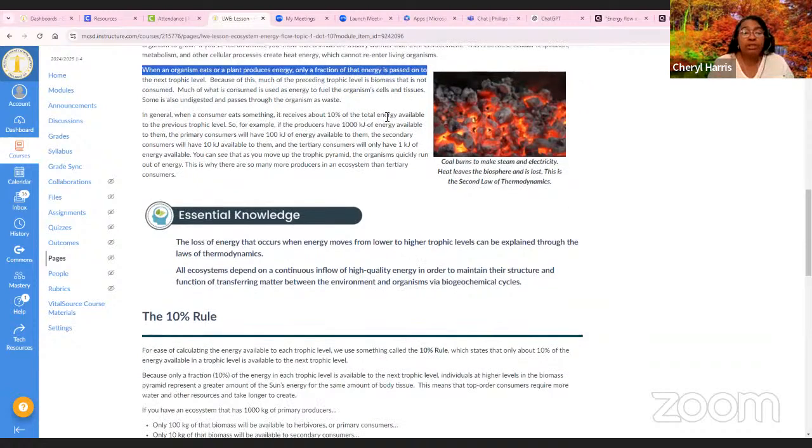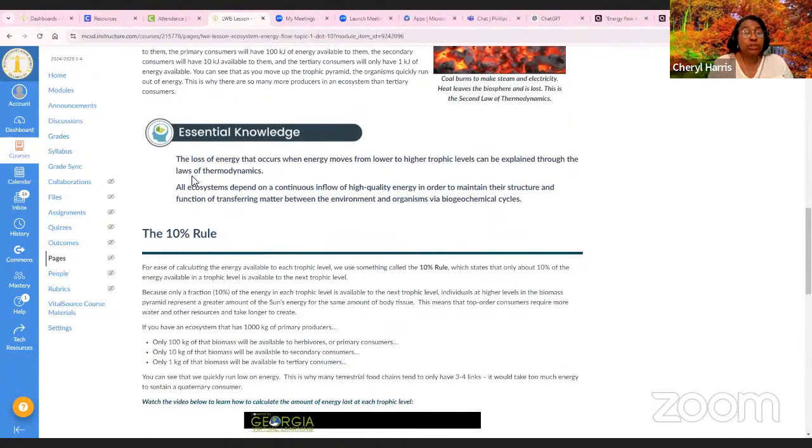The other thing that you need to remember is energy is measured in joules and kilojoules. So that is the unit for energy. Whenever you're doing problems involving how much energy is gained or lost, you have to express it in joules. Essential knowledge: the loss of energy occurs when energy moves from a lower to a higher trophic level and can be explained through the laws of thermodynamics. Again, it seems like it's lost, but it's just being used.